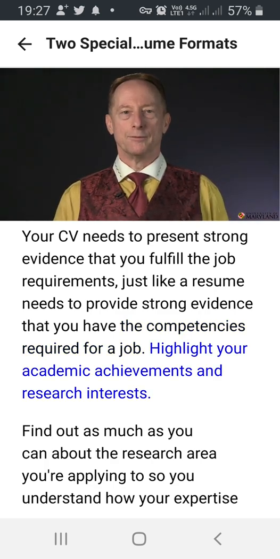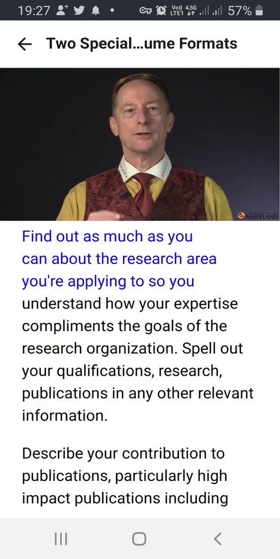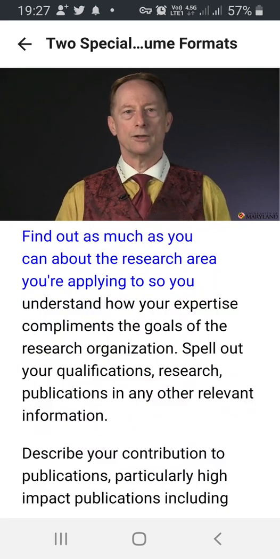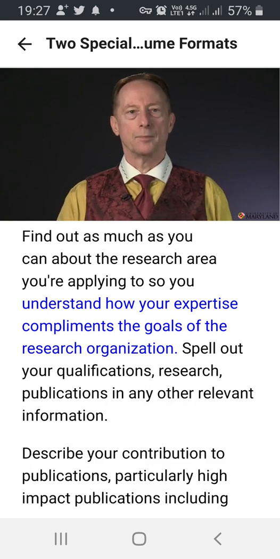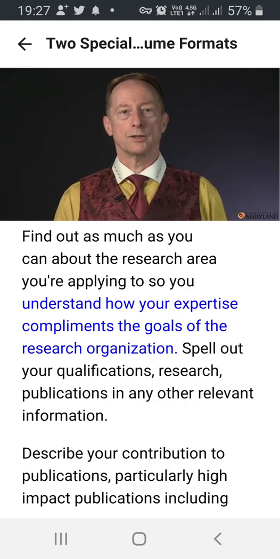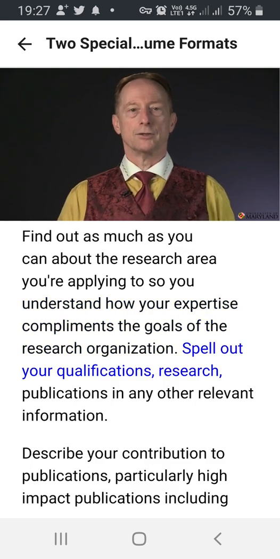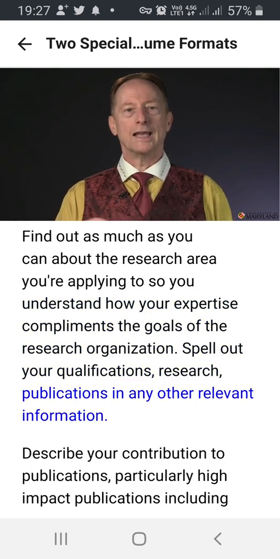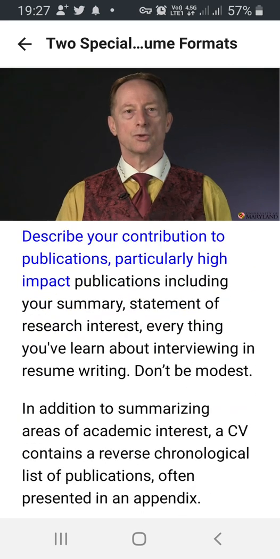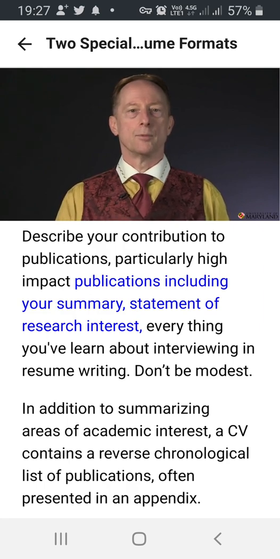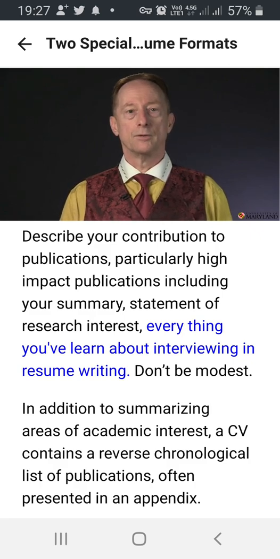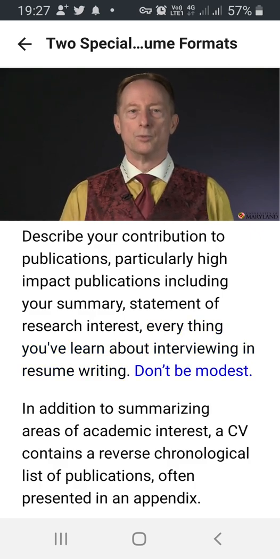Highlight your academic achievements and research interests. Find out as much as you can about the research area you're applying to so you understand how your expertise complements the goals of the research organization. Spell out your qualifications, research, publications, and any other relevant information. Describe your contribution to publications, particularly high-impact publications. Include in your summary a statement of research interest. As with everything you've learned about interviewing and resume writing, don't be modest.